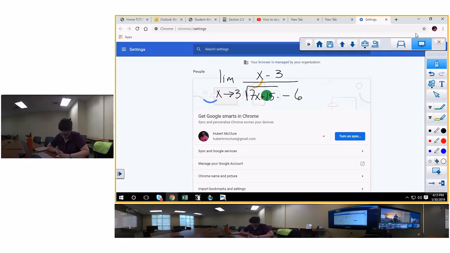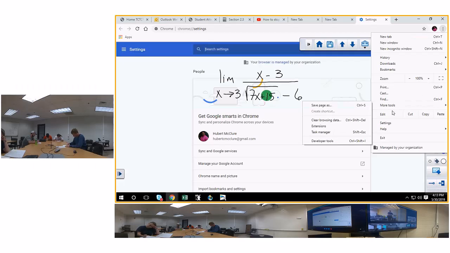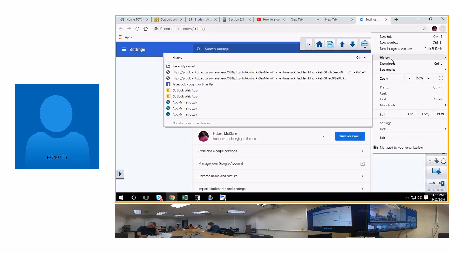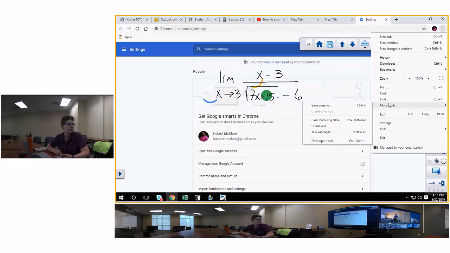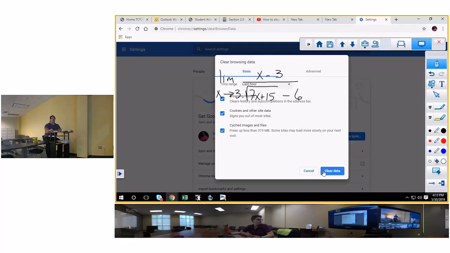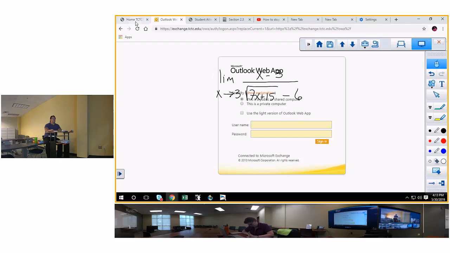Where do you clear the cookies? Thought it was under settings or history. There we go. Thought you could clear out. I think it's more tools. Clear browsing data. Mm-hmm. There we go. Yeah, that's it. Or Control Shift Delete.